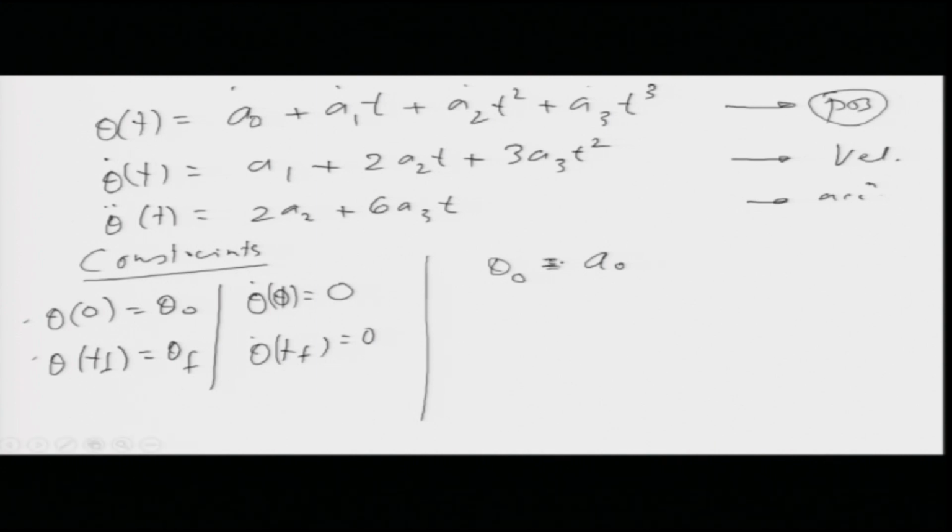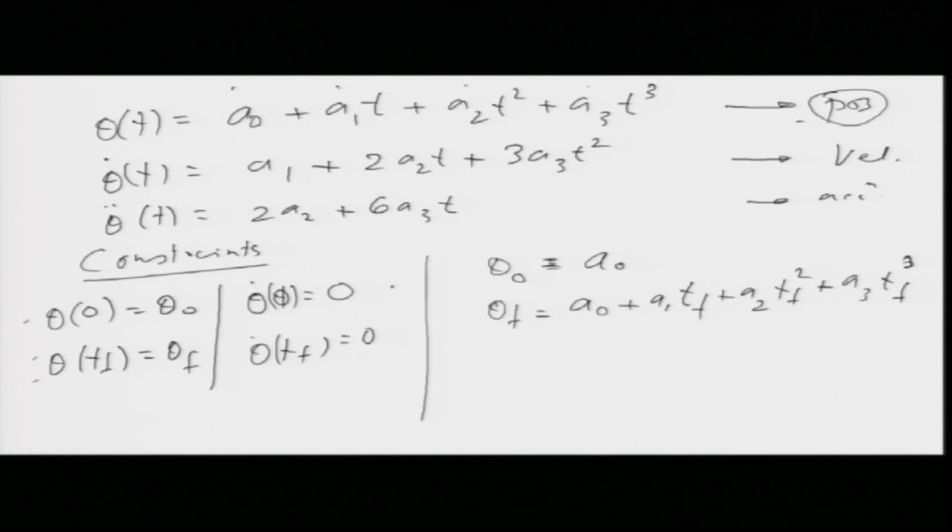The second constraint I am putting again in my position equation: at time equal to T f, theta is equal to theta f. So, theta f is equal to a naught plus a 1 T f plus a 2 T f squared plus a 3 T f cubed. Okay. So, we are getting one more equation by using these 2 constraints and putting them in the position equation.